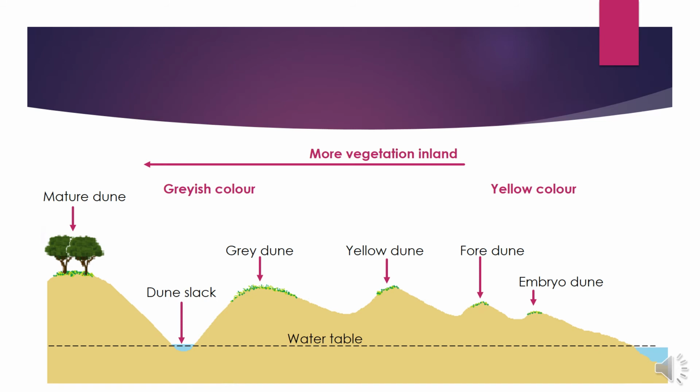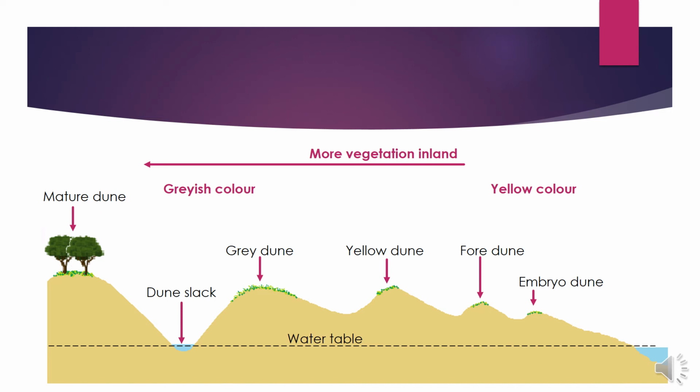Now we'll have a look at how dunes change as you go inland. Firstly, there is a colour change. Dunes closest to the beach have the yellow sandy colour, whereas dunes further back have a more greyish colour. This is because over time more organic matter has been added to these sand dunes. It can also be observed that dunes closest to the beach have little vegetation, where there is more colonisation of mature vegetation with increased distance inland. This is known as dune succession.